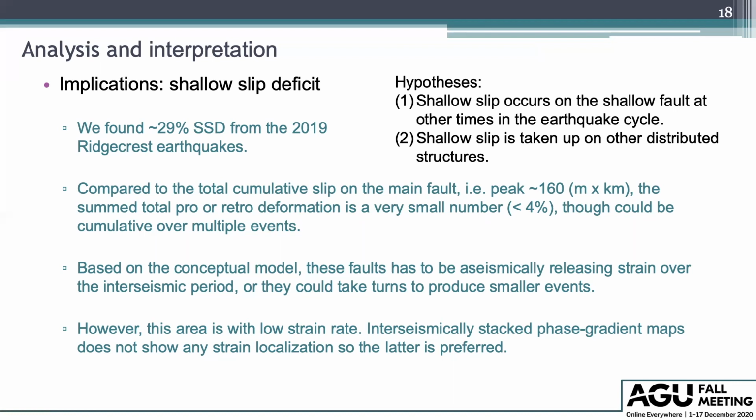Also, we summarized all deformation associated with these fractures, and their total is less than 4% for both pro and retrograding fractures. So these faults are not accounting for the SSD co-seismically. Based on the conceptual model, these faults either release strain aseismically over the interseismic period, or they could be taking turns to produce smaller events. However, this area is with very low strain rate. We did stack a large number of interseismic phase gradient maps, but none of them showed any strain localization. So I'm wondering whether the latter is the real case.